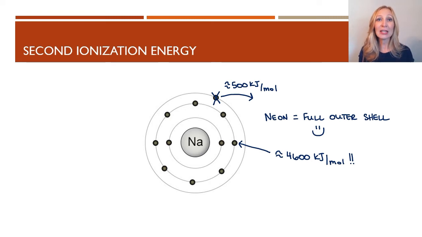So the first ionization energy is the amount of energy it takes to remove one electron, and the second ionization energy is the amount of energy it takes to remove a second electron, and so on down the line. There are ionization energies for every quantity of electrons that you want to remove from an atom, and all those ionization energies are different.